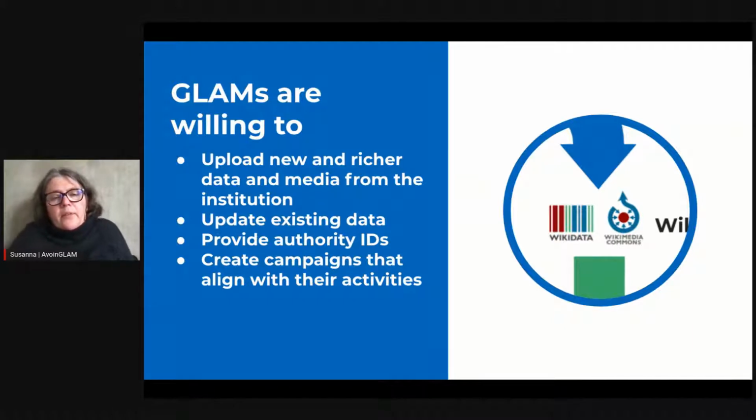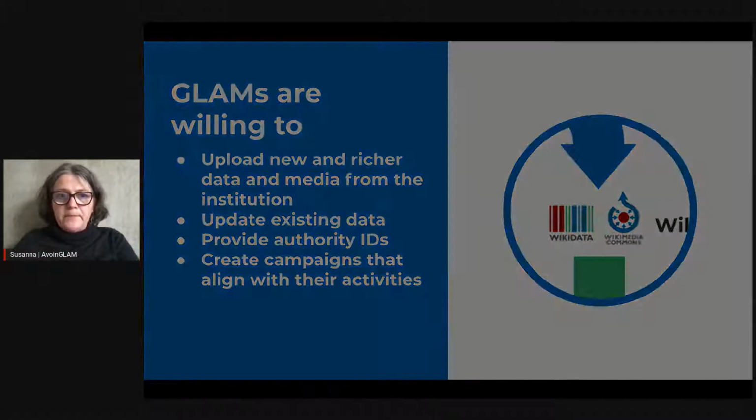And in general, the GLAMs are interested in projects that enhance the work that they already do, and therefore are interested in ways in which the open-ended work in Wikimedia projects could be made to serve the exhibitions, etc., that they run in the institutions, and to create, for example, campaigns that align with their activities.